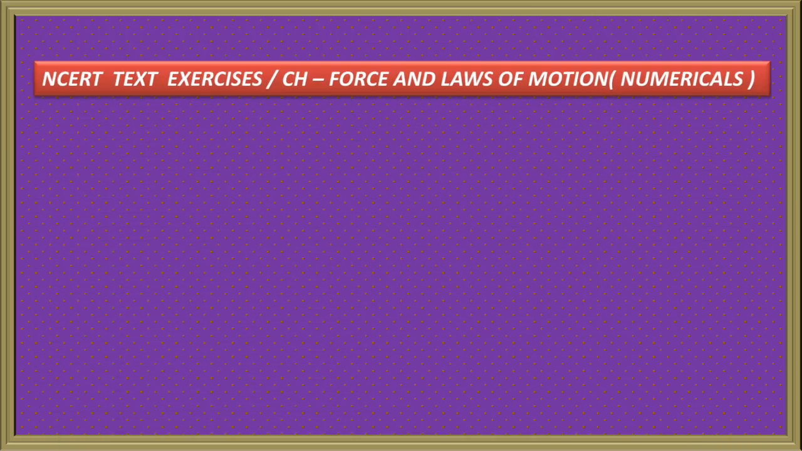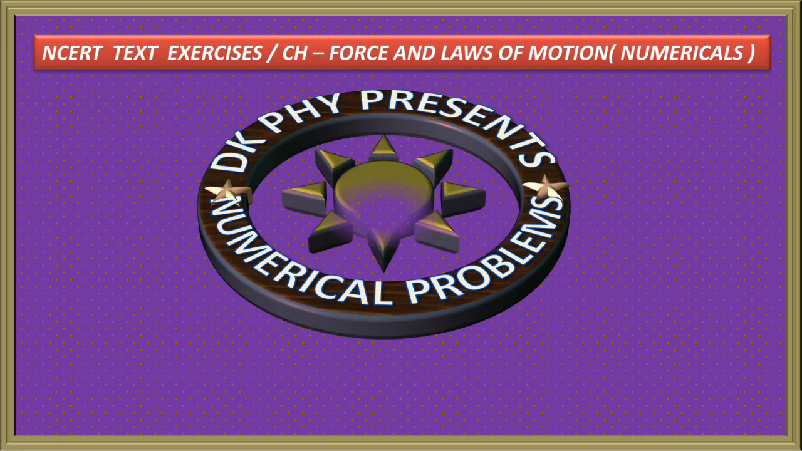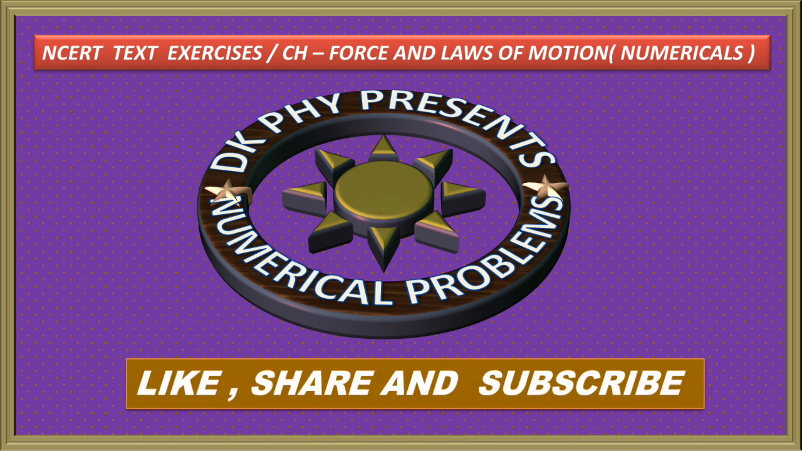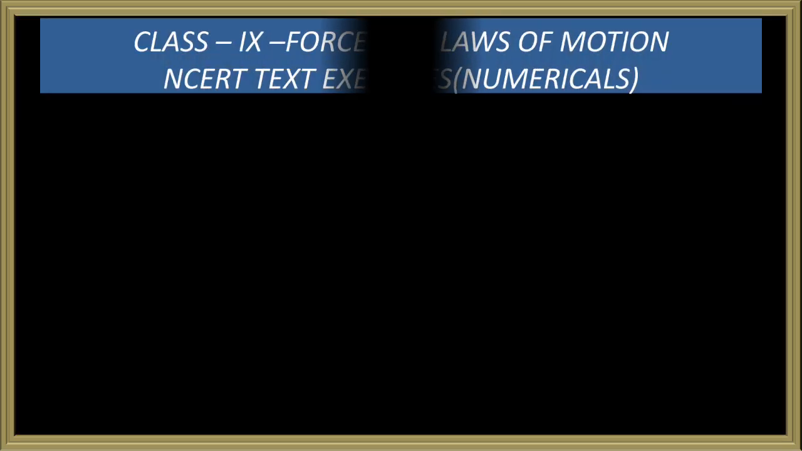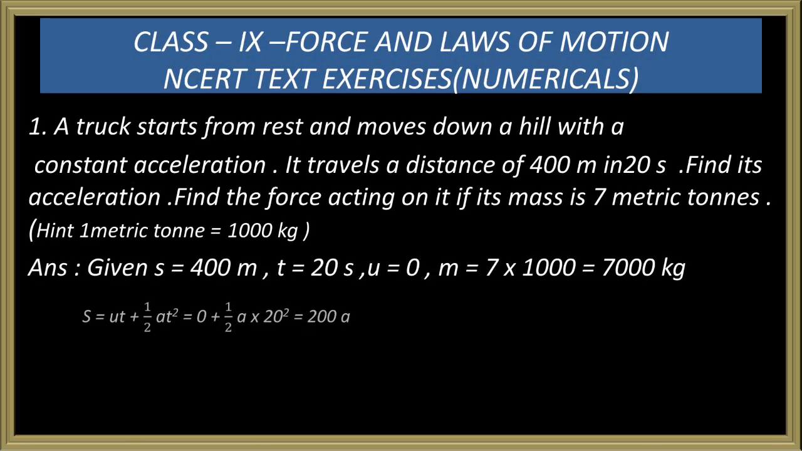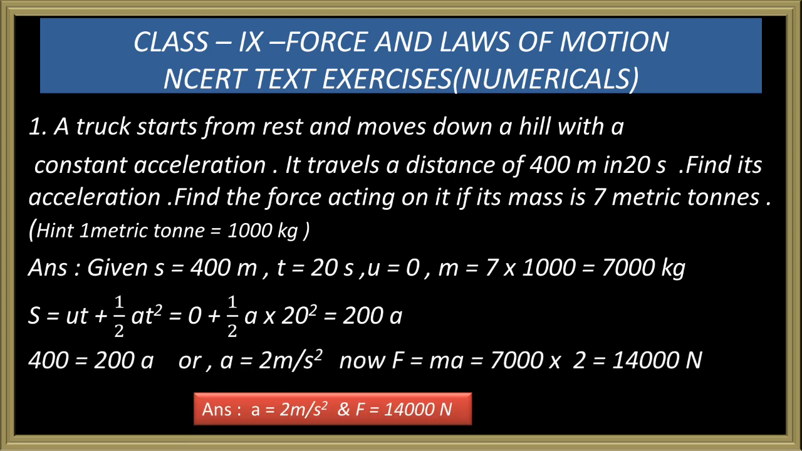Today I have brought some important numerical problems from the chapter Force and Laws of Motion from NCERT text exercises of class 9 physics. So in the first question, a truck starts from rest and moves down a hill with a constant acceleration. It travels a distance of 400 meter in 20 seconds. Find its acceleration. Find the force acting on it if its mass is 7 metric ton. Take 1 metric ton equal to 1000 kg.